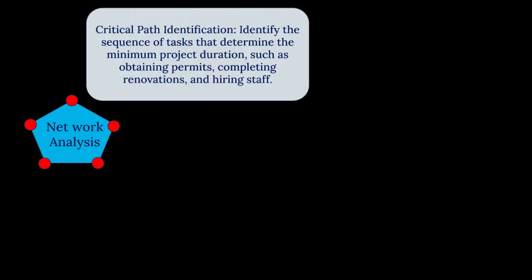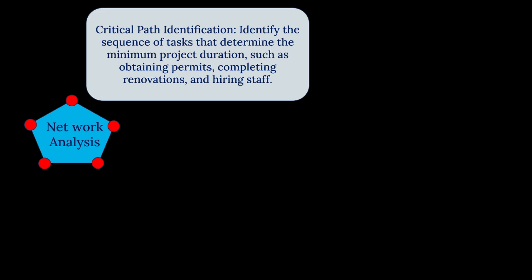Now, then what is network analysis? It means there are two things. One is critical path identification. What does it mean? Identify the sequence of tasks that determine the minimum project duration, such as obtaining permits, completing the renovations, and hiring of the staff. Now if you look into this, it is identifying the sequence of the tasks.